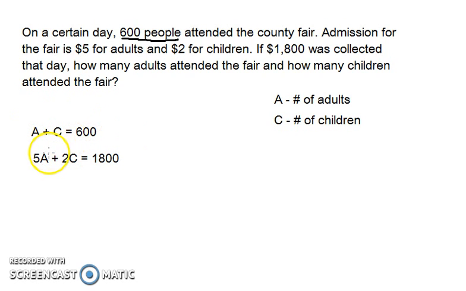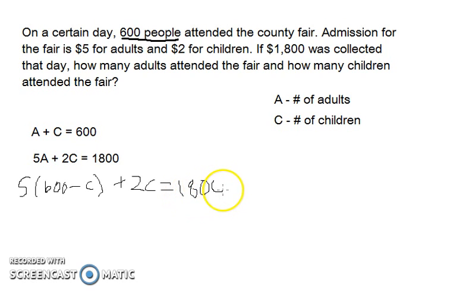You would then take that and plug that in for A down here. So that would look like 5 times (600 minus C) plus 2C equals 1,800. And then you solve that equation for C, and once you get C, you plug it back in up here and get A.